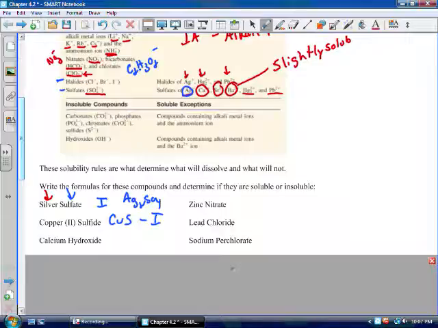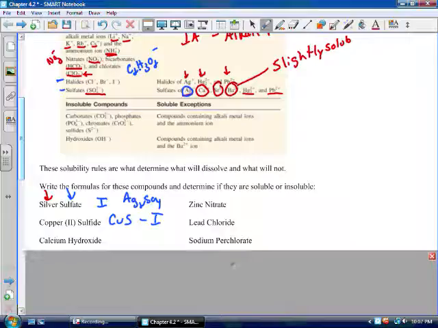Let's go to calcium hydroxide. Calcium hydroxide, Ca is calcium.